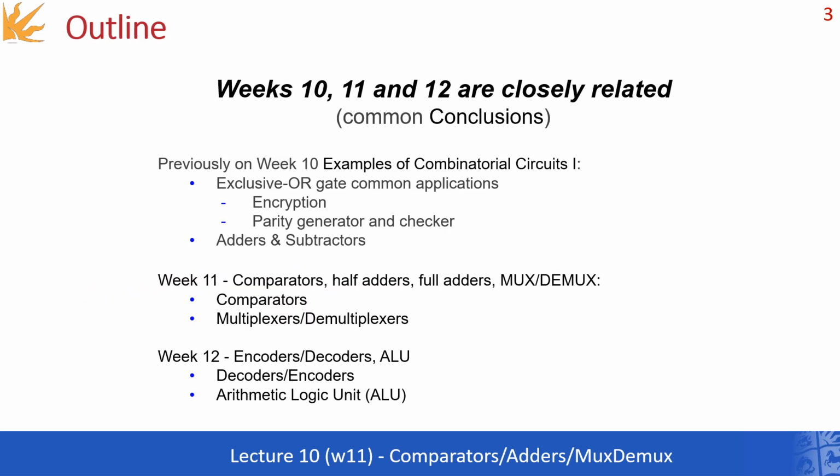So the previous week, week 10, the current week, week 11, and the following one, week 12, are very closely related because they lead to common conclusions. In the previous week, you've seen how to use exclusive OR, which is an important gate in some common applications including encryption, parity bit generation and checking. We've also talked about adders and subtractors.